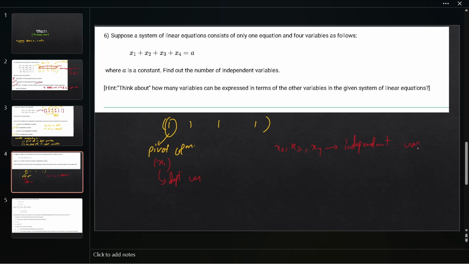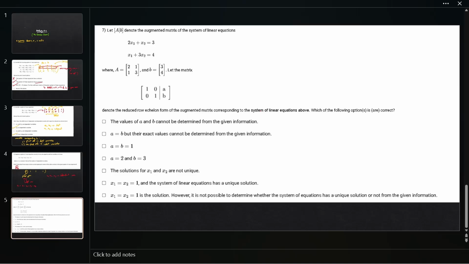Independent variables. So there are three independent variables. Another way to look at it, I can write x1 as a minus x2 minus x3 minus x4. So here the value of x1 is dependent on the value of a, x2, x3, and x4. I can anytime change the value of x2, x3, and x4. Hence, these three variables are independent. And depending on the values of these variables, the value of my x1 will change. Hence, x1 is dependent.